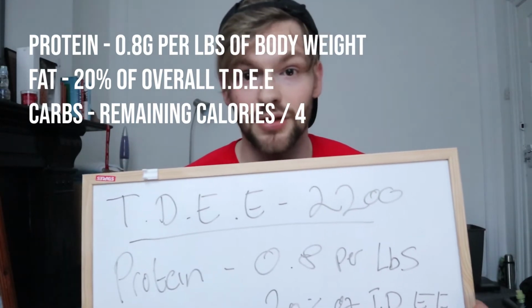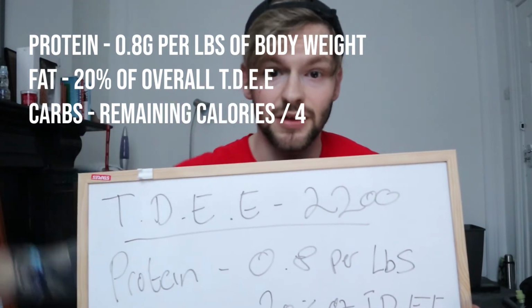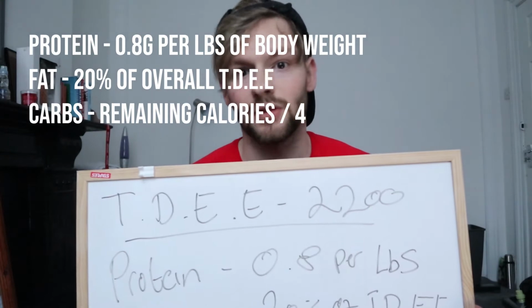Once you work out the calorie content for both of them, plus them together, minus it from your TDEE, and then the remaining calories can be divided by 4, and that will be how many grams of carbs you will be eating.